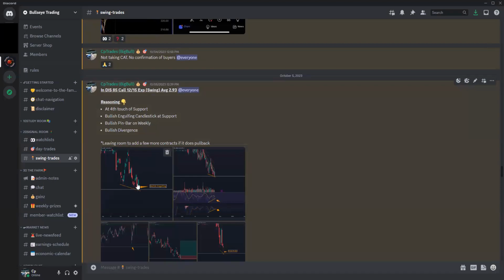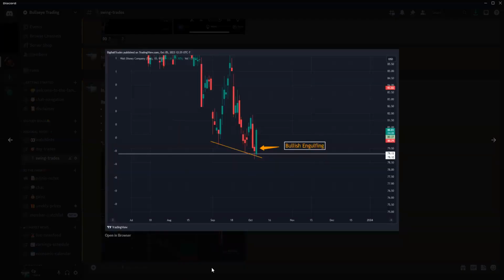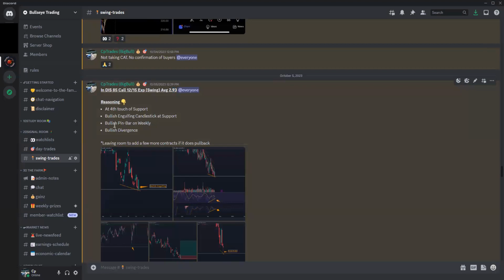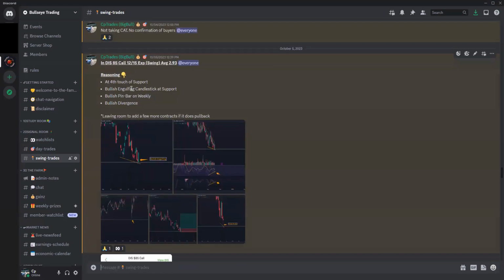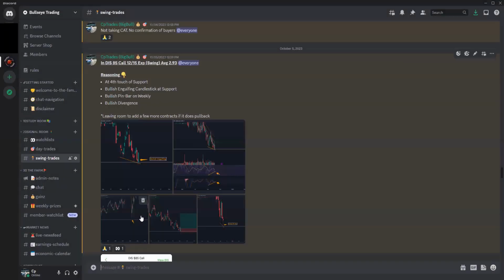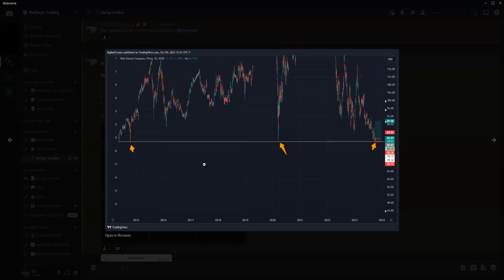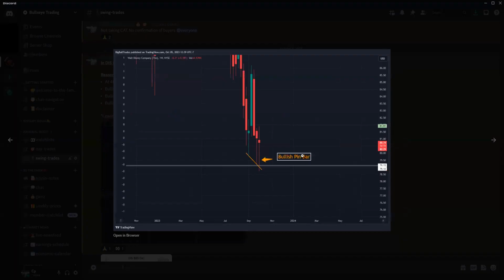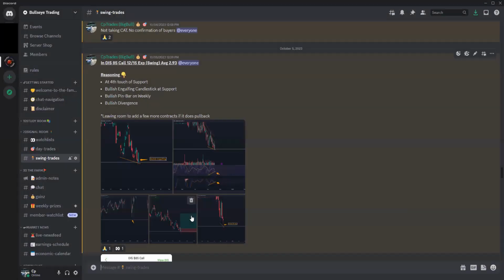And I posted my exact reasoning of why. We had a bullish engulfing candlestick. We had, I believe, a bullish divergence right here. So the RSI and MACD were moving up while the stock was moving down. Perfect bullish divergence. We had previous support touches and a bounce, and then a bullish pin bar, right? So this was a lot of confluences on this trade.